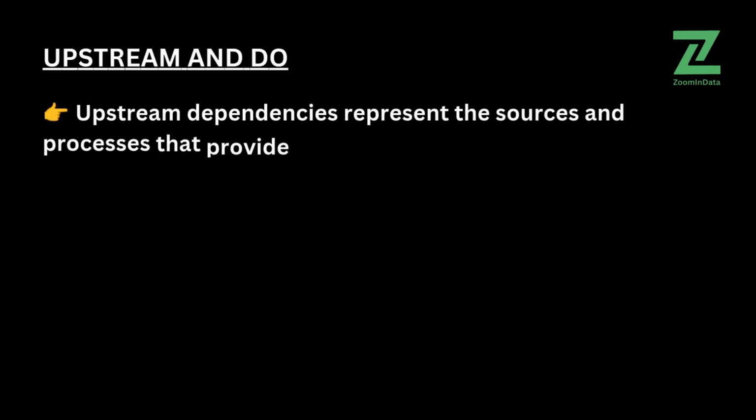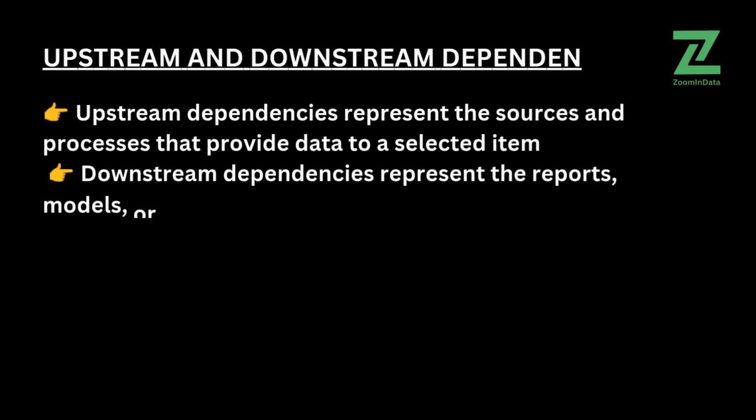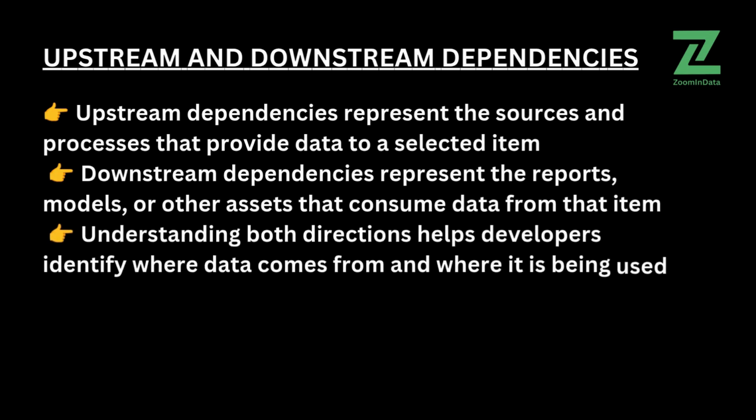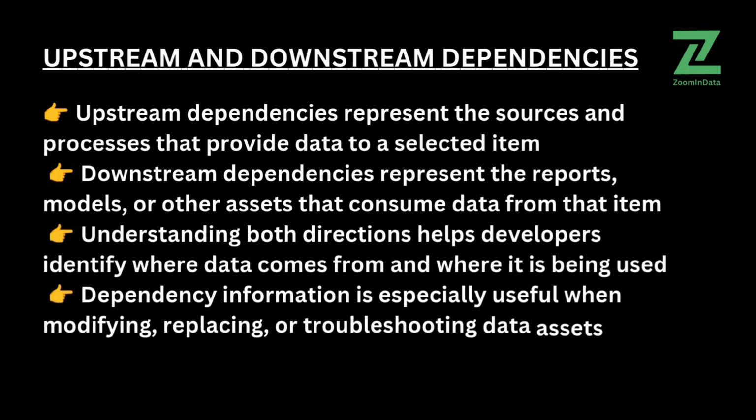Upstream dependencies represent the sources and processes that provide data to a selected item. Downstream dependencies represent the reports, models, or other assets that consume data from that item. Understanding both directions helps developers identify where data comes from and where it is being used. Dependency information is especially useful when modifying, replacing, or troubleshooting data assets.